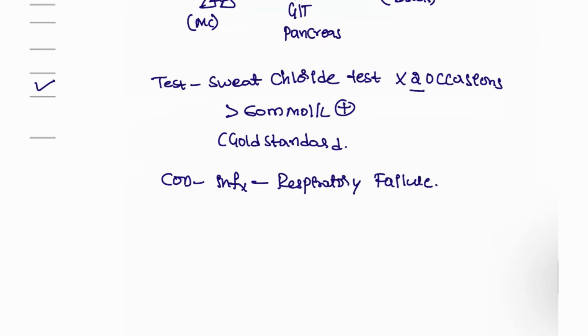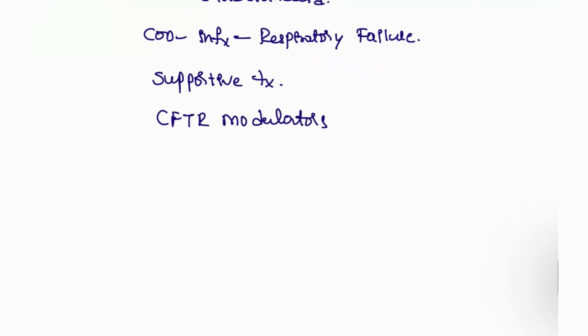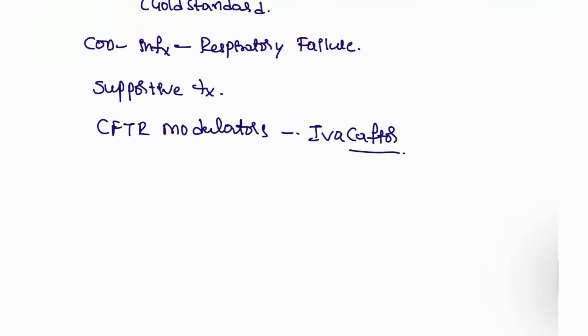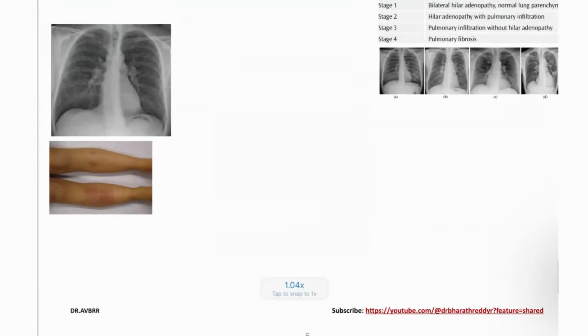The treatment commonly used in these patients will be supportive treatment only. But nowadays we are using CFTR modulators, for example ivacaftor. The drugs that end with caftor are the CFTR modulators. Right. Next, moving on.